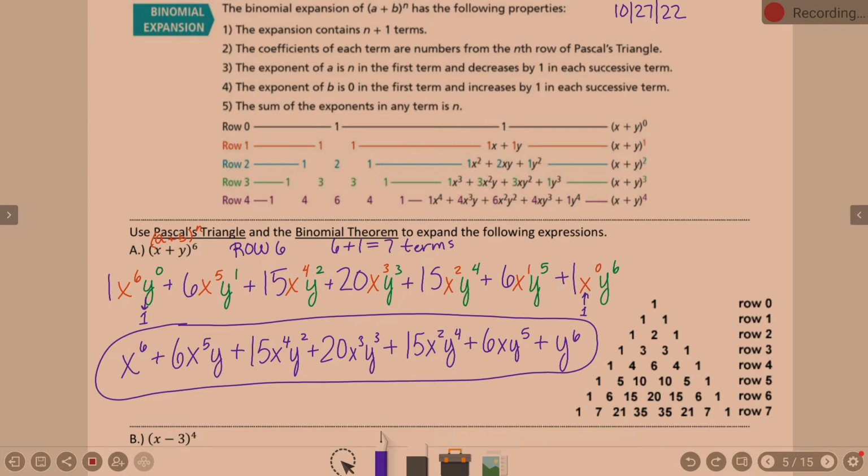Now, some things to notice. We were in row 6. We had a power of 6. We ended up with 7 terms. So it's always one more than that number of terms.